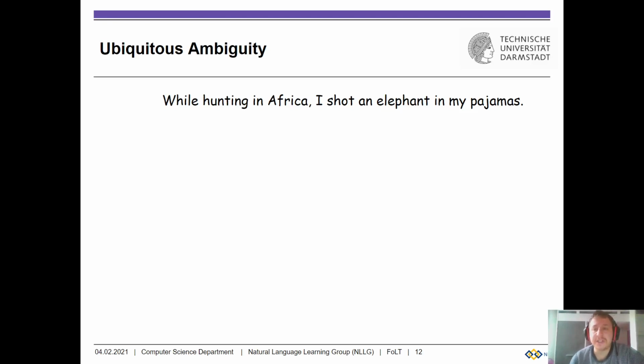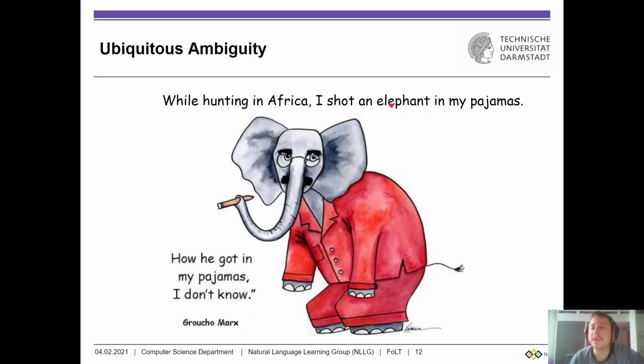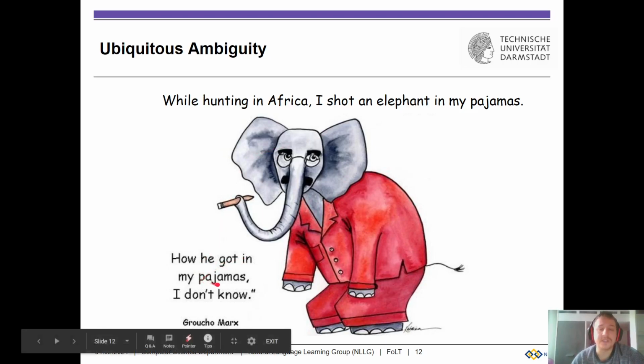Now, in natural language, as I have repeatedly argued in this lecture, we have a lot of ambiguity. Consider the sentence, while hunting in Africa, I shot an elephant in my pajamas. So today such a sentence would of course be totally politically incorrect, but let's abstract away from the meaning of the sentence and just look at its grammar. So that could be a picture that comes to your mind, and the question would be, how the hell did this elephant get into my pajamas?